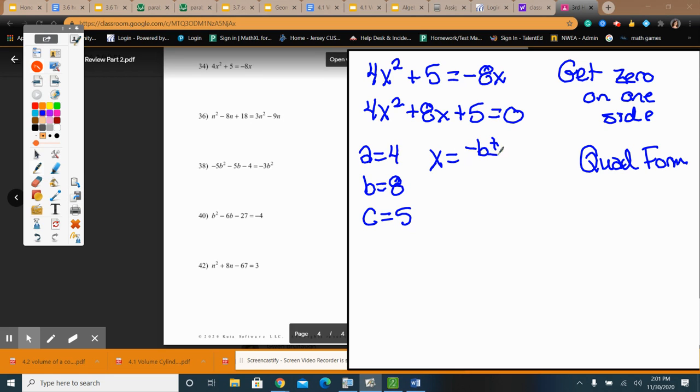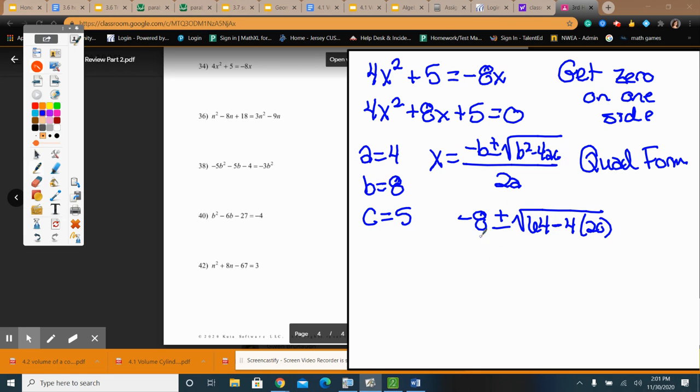Negative B plus or minus the square root, B squared minus 4AC all over 2A. Okay, so negative B is negative 8, plus or minus the square root. Notice I didn't even try to factor. It might factor. I didn't even try. Okay. Negative B plus or minus square root. B squared, always positive, 64. Minus 4 times A times C is 20. All over 2A, which is 2 times 4 is 8.